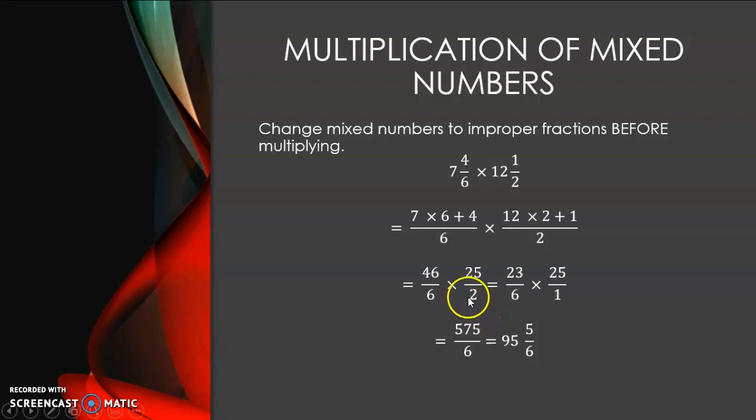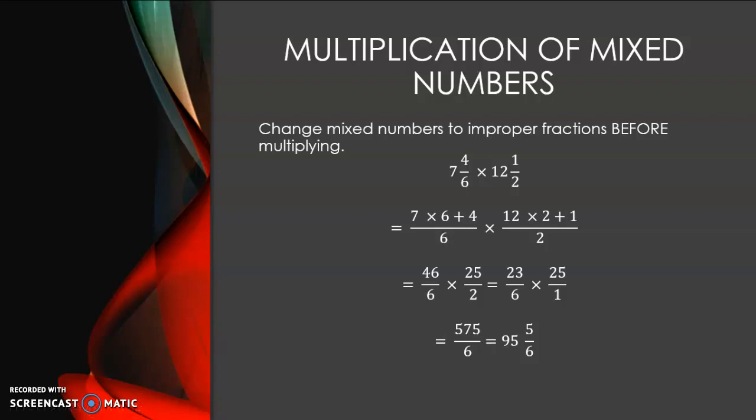Now the only common factors I have here are 46 and 2, and 46 divided by 2 will give me 23. So I have 23 over 6 times 25 over 1. So no getting away here. You have to multiply 23 with 25, which will give you 575 over 6.